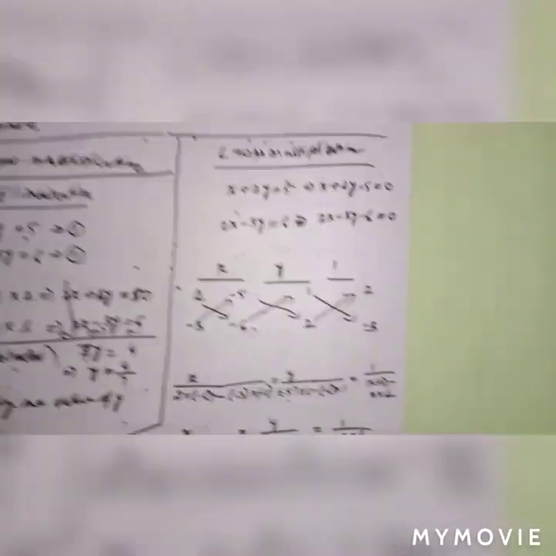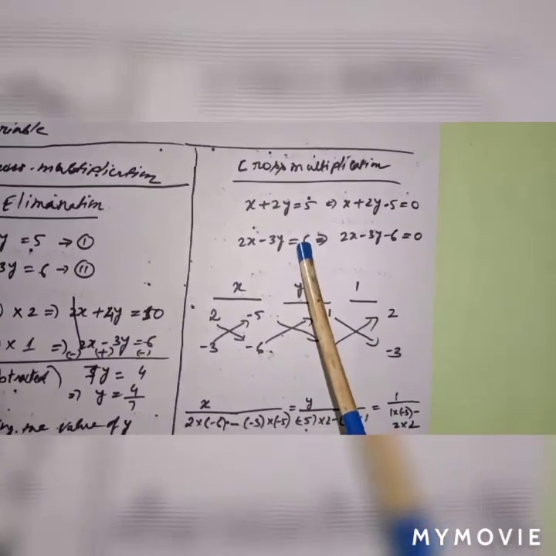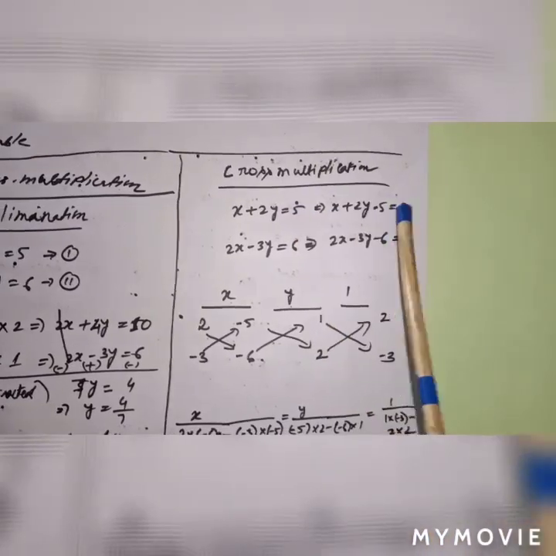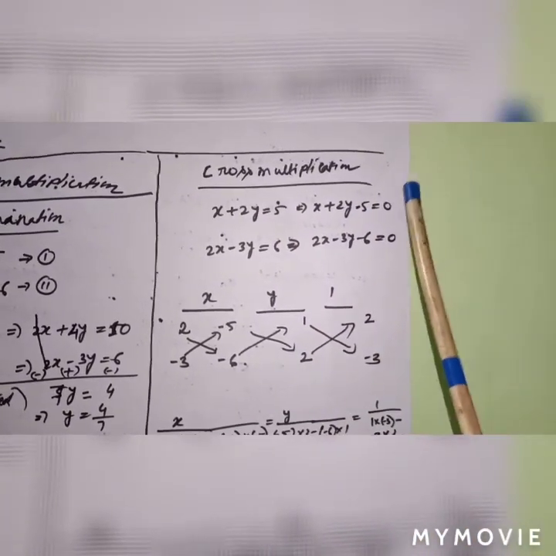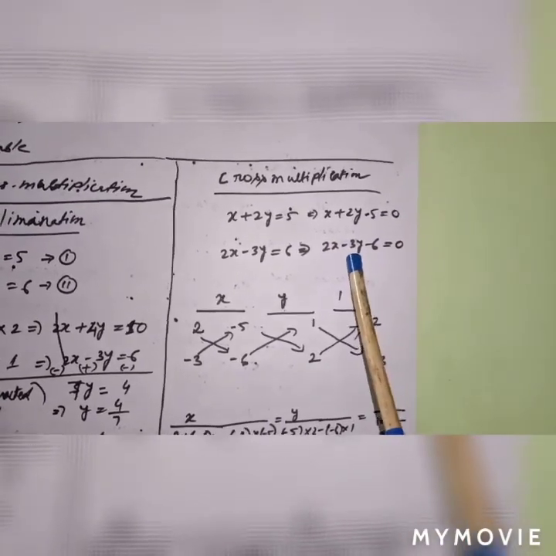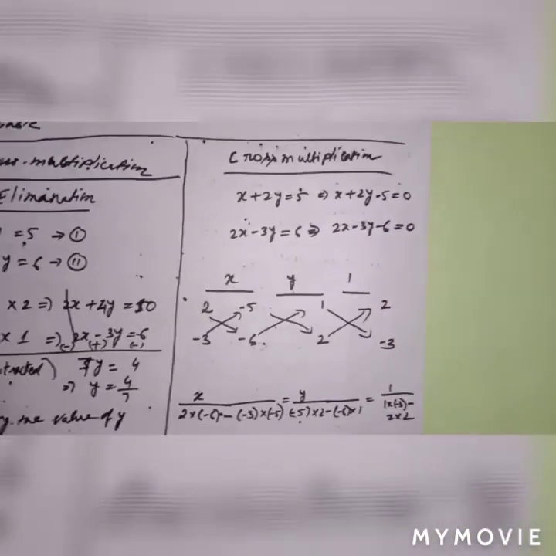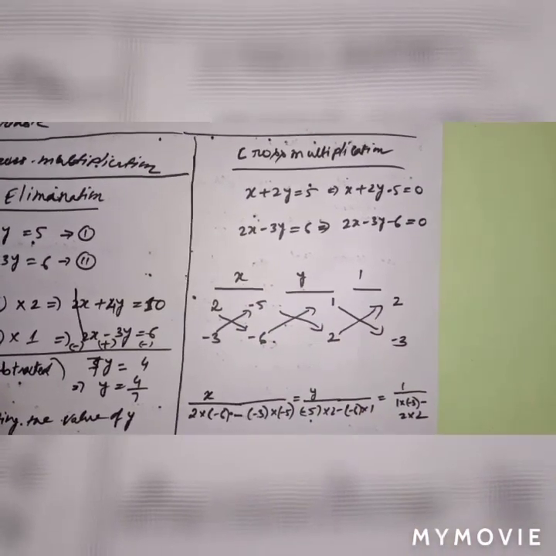Okay, now see, for cross multiplication, write the equation first, then transfer the constant term to the left hand side. So it is 5, I have transferred, minus 5, the right hand side, what is left? 0. And 2x minus 3y minus 6, right hand side, what is left? 0. Now write x, y, or 1.